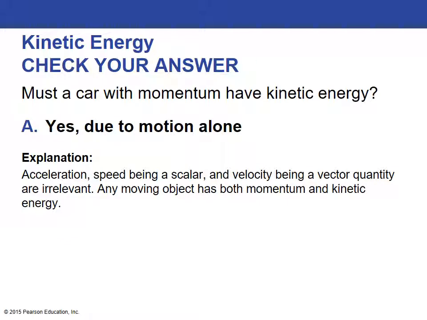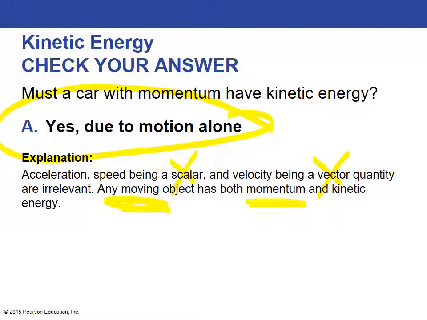Well, the answer here is that a car with motion does have kinetic energy. It's got momentum, it's got motion. Because it has motion, it has kinetic energy. Now you've been working so hard on it, and the idea that something is a scalar or a vector doesn't matter right now. If it's moving, it has momentum and kinetic energy. Those are related.